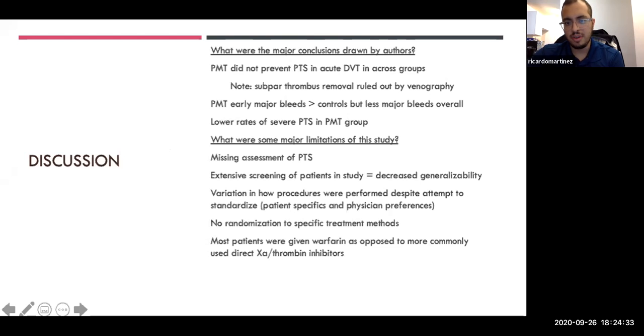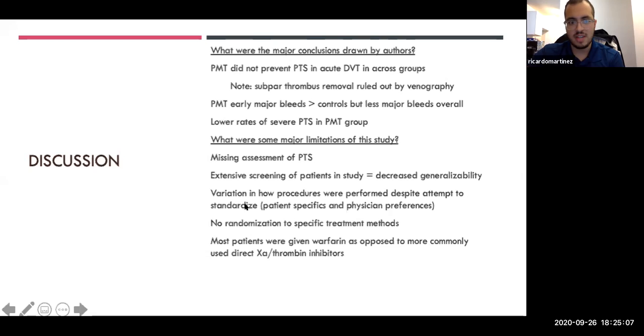And then there were a few others that they mentioned as well. One of the ones they talked about was the missing assessment of post-thrombotic syndrome, and that about 2/3 of the 80 that were missed in the entire study were actually in the control group as opposed to the PTS group, which could have underestimated the treatment effect. There was also extensive screening and a lot of exclusion criteria going on, and so this could have decreased the generalizability as well, like we were discussing.